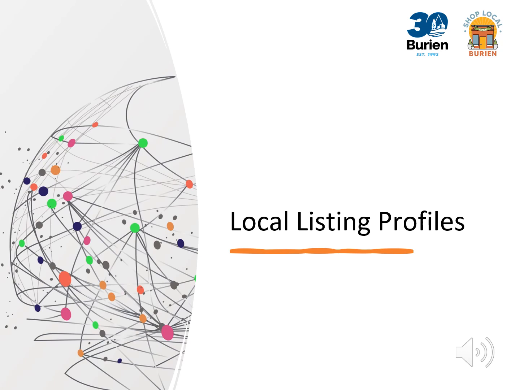Local listing profiles are basically all of the information about your local business that is distributed across multiple properties on the internet. The most popular of these is the Google Business Profile. These are the listings that you find in Google. There's also the Bing Business Profiles when you're using the Bing search engine. Yelp is a popular place to find local business profiles, and there's literally scores of other places out there. And so we're going to talk a little bit about how you can set those up in this section.